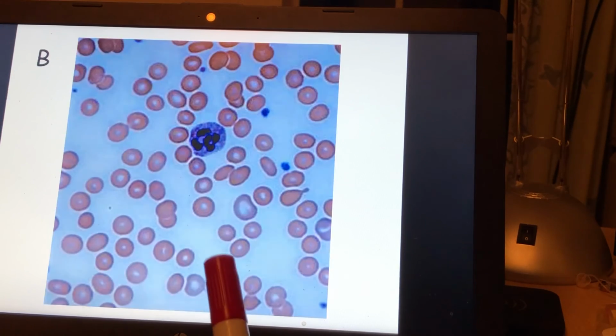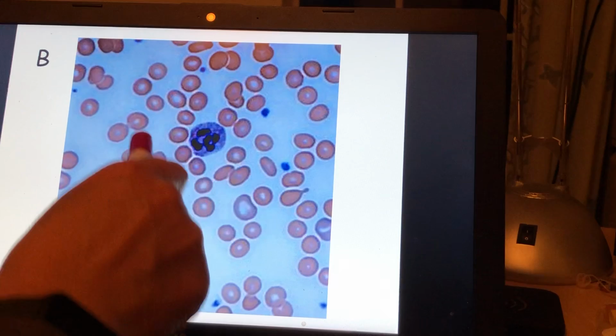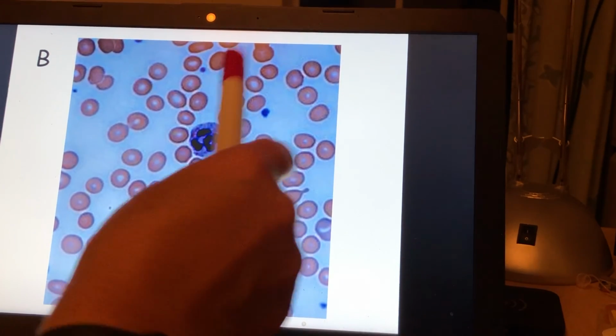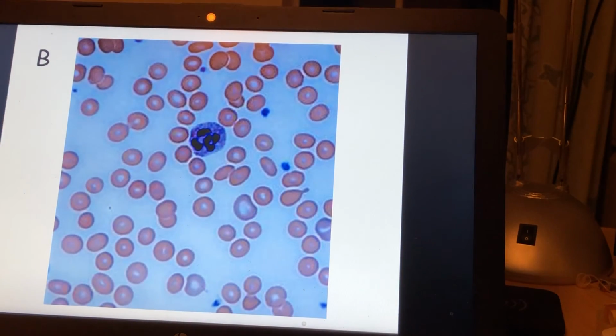If we look at the next slide, B, there's your red blood cells, white blood cell, plasma, and some platelets. Okay, so make sure you get your labels drawn using pencil and a ruler, and I would just label red blood cells, white blood cells, platelets and plasma in both A and in B.